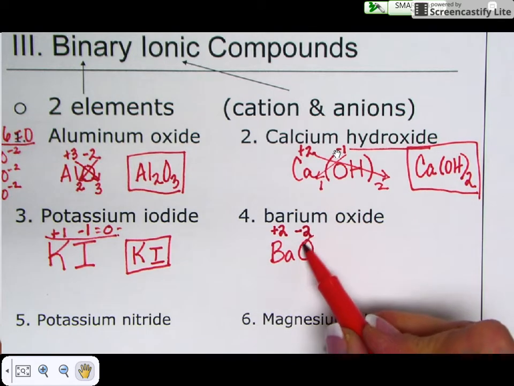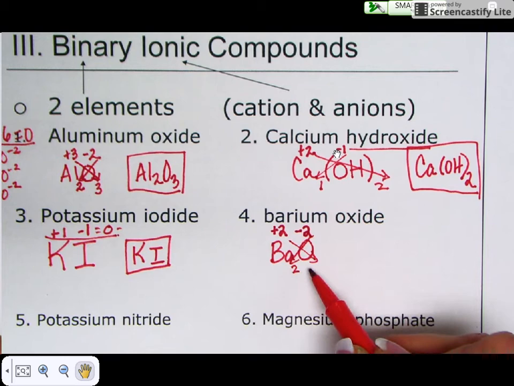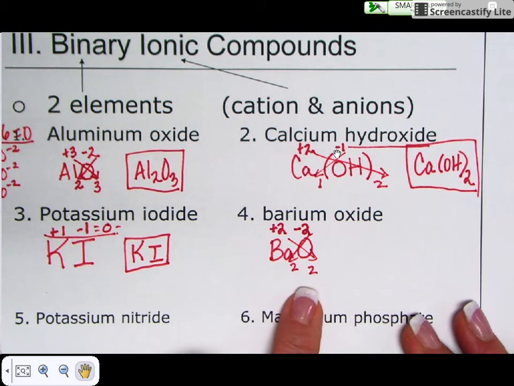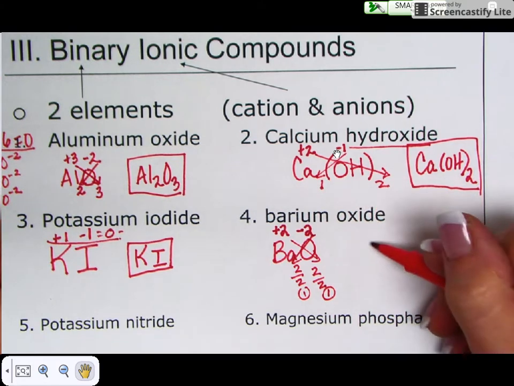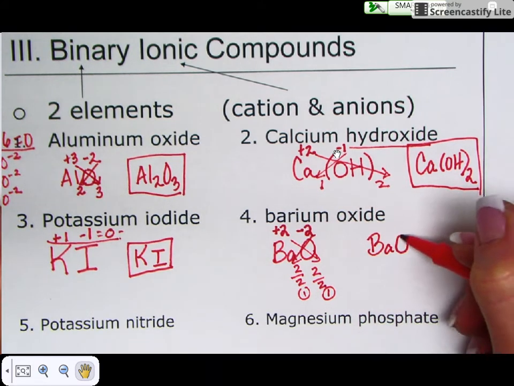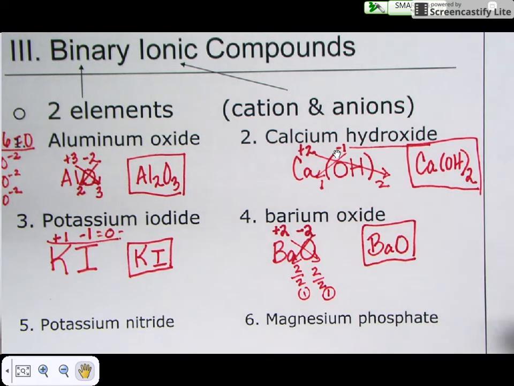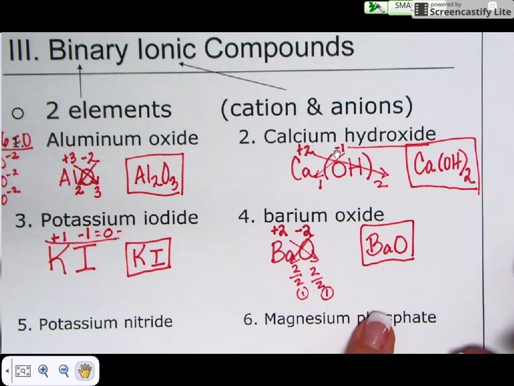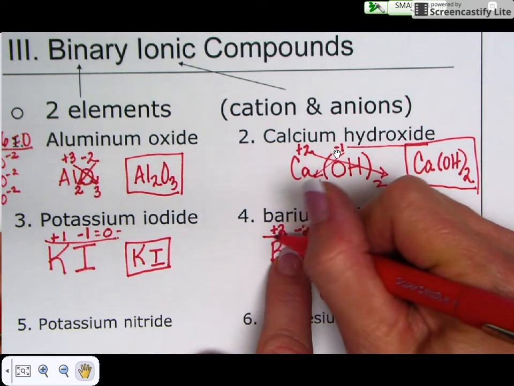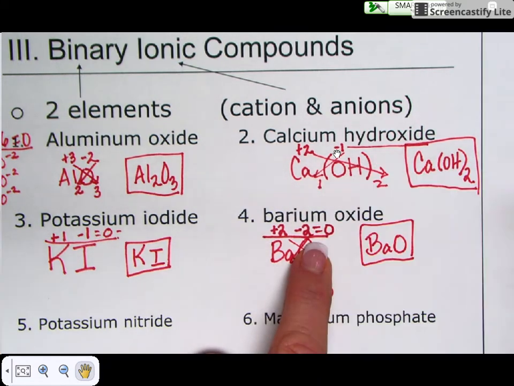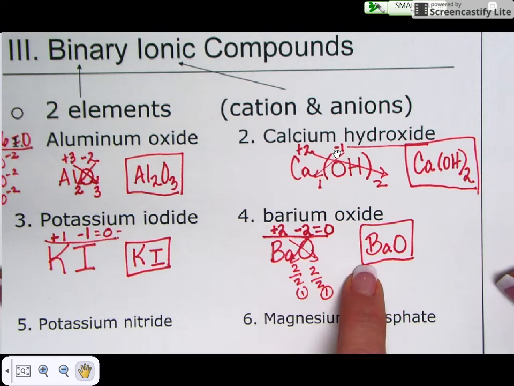Now, notice if you crisscross your charges, you get a 2 and a 2. Both of these are divisible by 2, so you would need to reduce this formula. Divide by 2, divide by 2. That becomes a 1 and a 1. So your formula is BaO. It's a 1-to-1 ratio. Now, with this formula, you could have recognized that it would reduce from here. Notice the +2 and the -2 already equal 0, which means it's in the proper ratio, a 1-to-1 proportion.